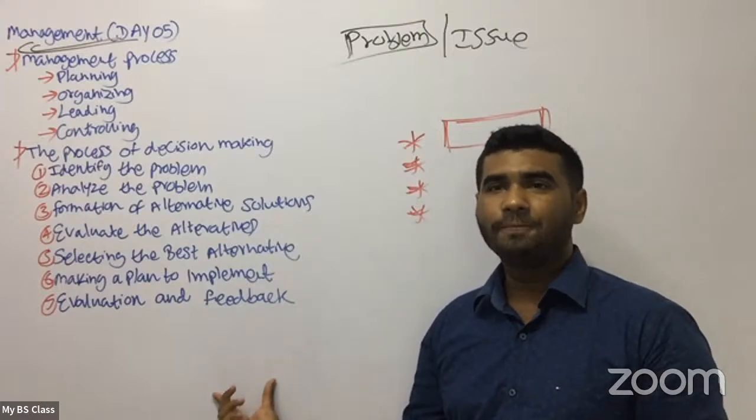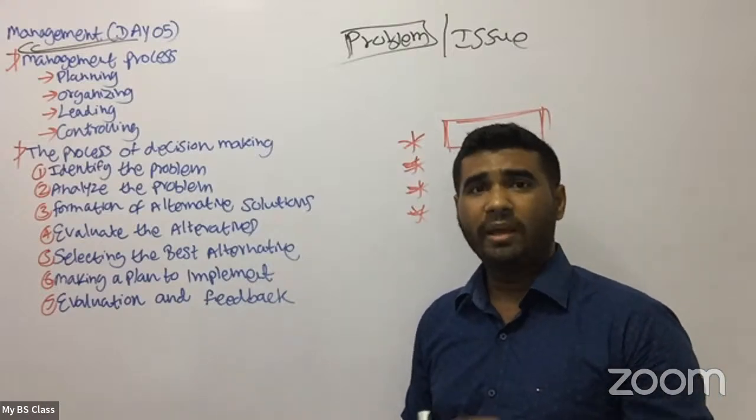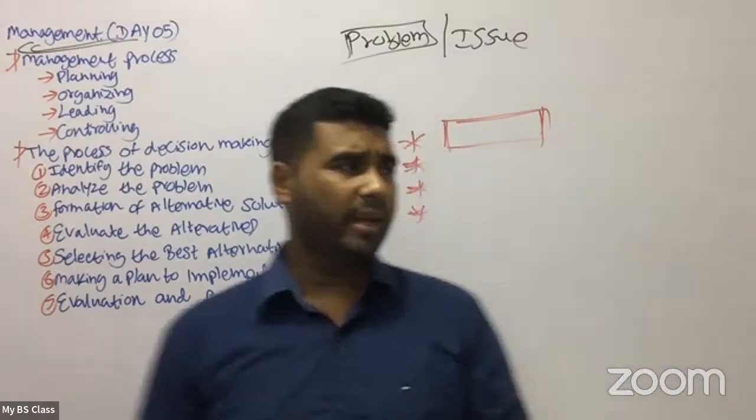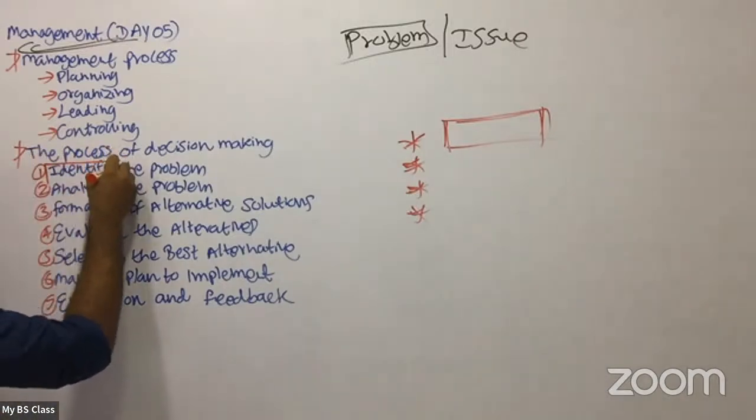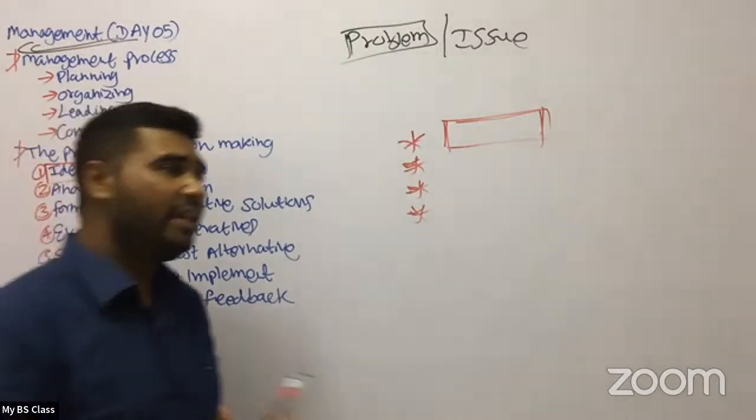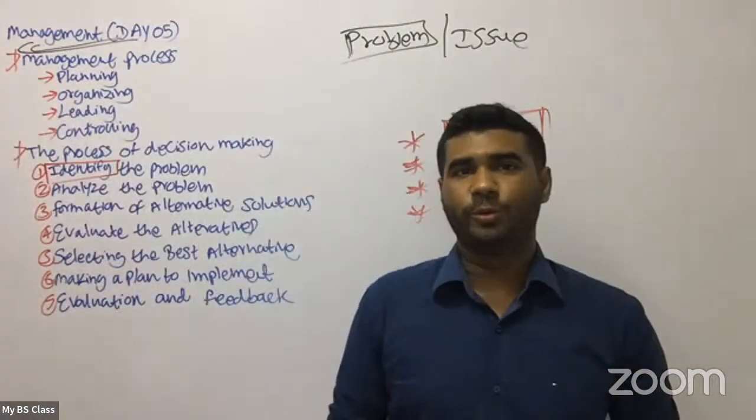This is what we call the 7-step decision-making model. Right, let me identify this part. Now, the first step that you need to make sure is that you identify the problem clearly. This is really important, because sometimes, even in our life, we fail to do so.